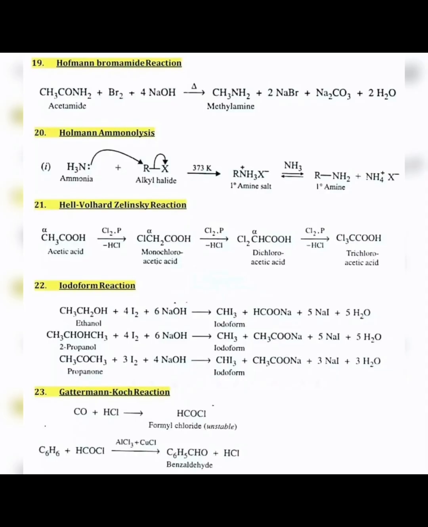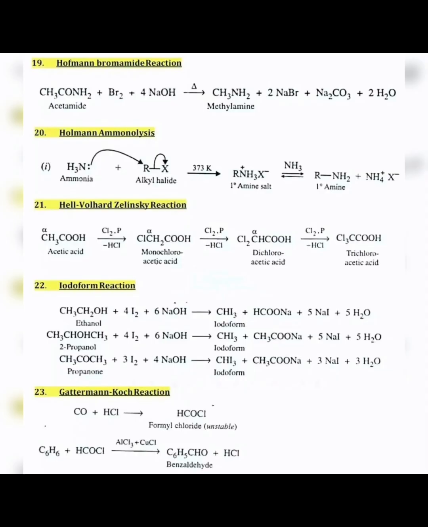Next reaction is Hoffmann ammonolysis. When excess of ammonia gas reacts with alkyl halide at 373 Kelvin temperature, it first gives primary amine salt, which further reacts with excess of ammonia to give primary amine as a major product.